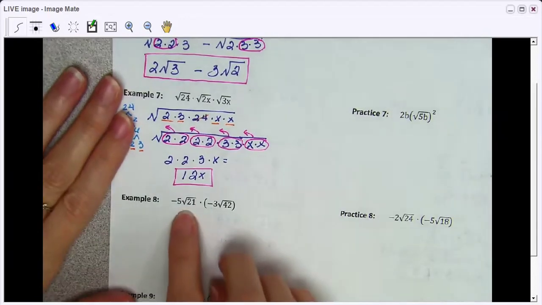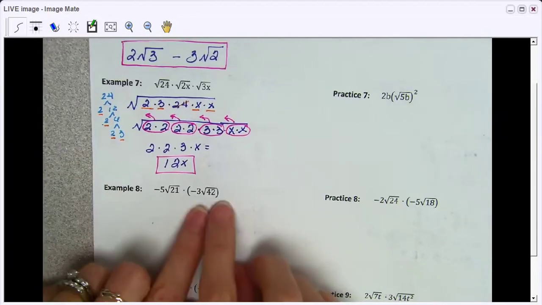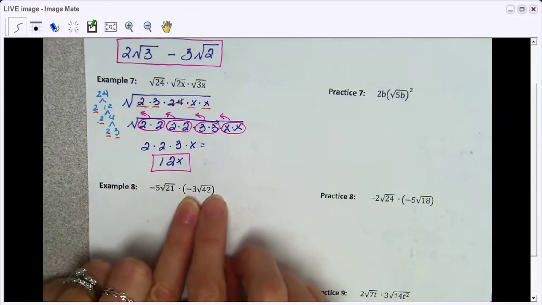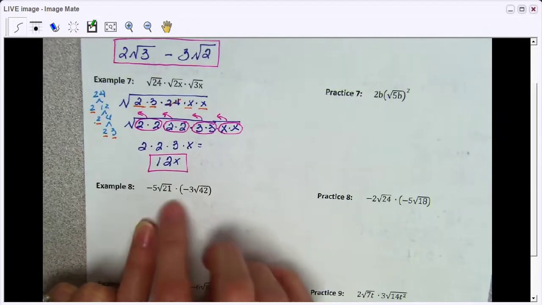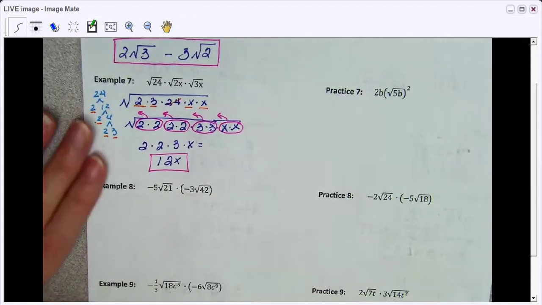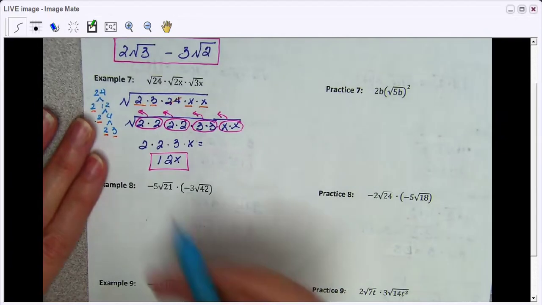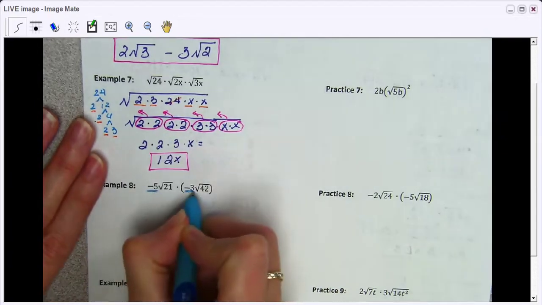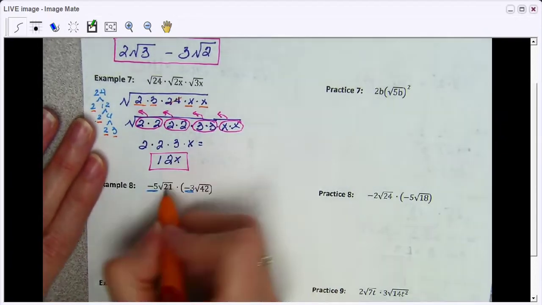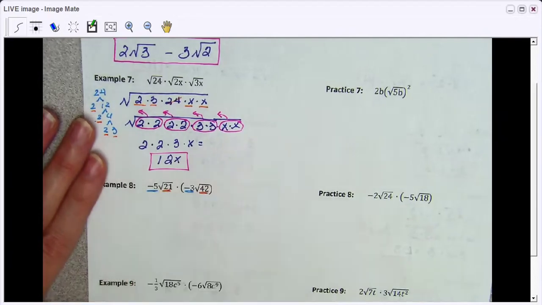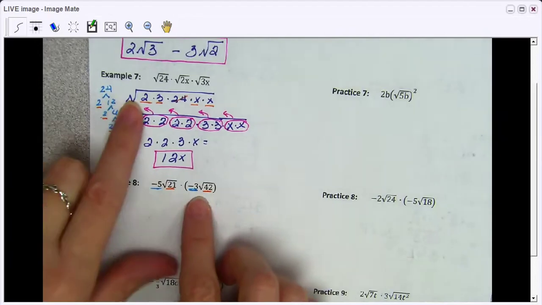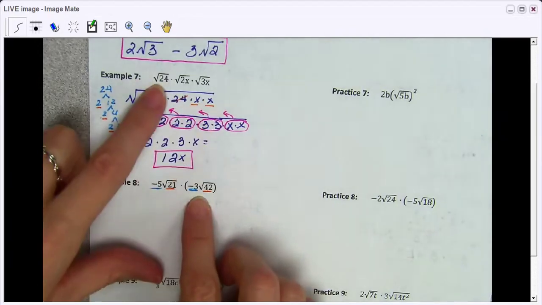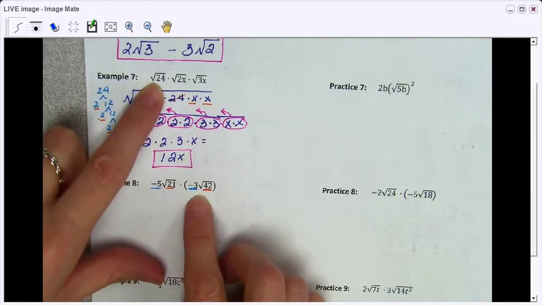Okay, on this one, you're going to notice that there's a parenthesis on the second term. All that's doing is separating the multiplication symbol from the negative symbol. So you're just multiplying these. Okay, so you're going to multiply your two coefficients together, and then you're going to multiply your two radicands together. So I'm going to show you a different way other than putting them all underneath the radical, the way that I was explaining to you in example 7.